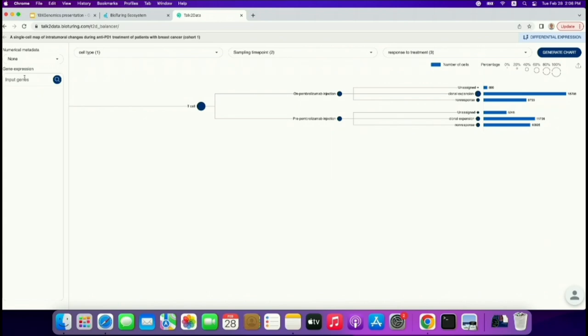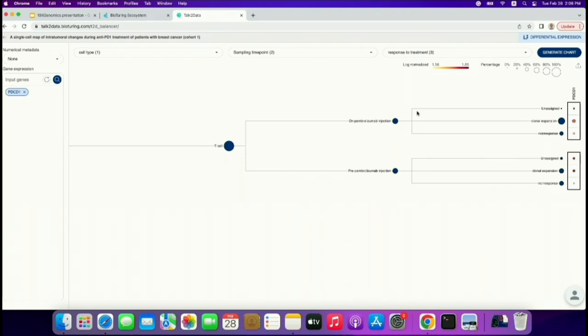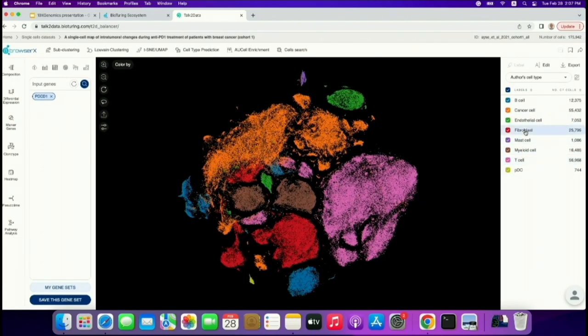Let's search for a gene that the authors report that in T cells, CD1 actually expresses more than in T cells of the patients that do not respond to treatment. And let's search for it. And you can see, oh, this makes sense, right? In the non-response, the gene doesn't express so much. And let's focus on the fibroblasts.